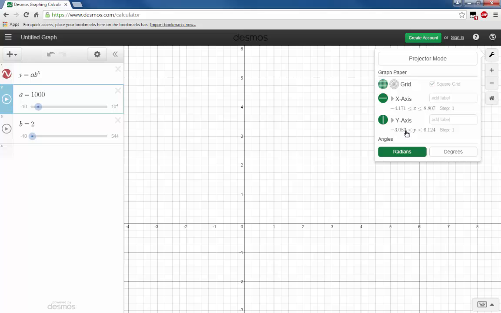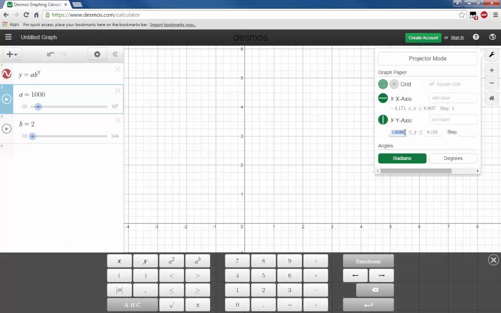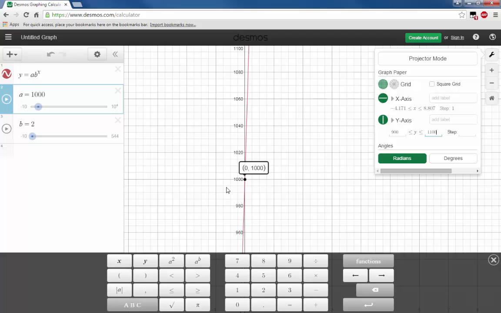and change your y axis to be, say, 900, and this one to be 1100, and there's the graph again with our intercept.